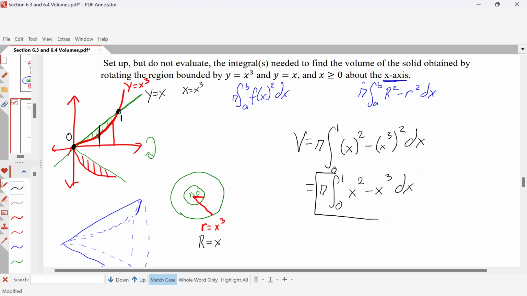That integral will find the volume of that cone-like solid.